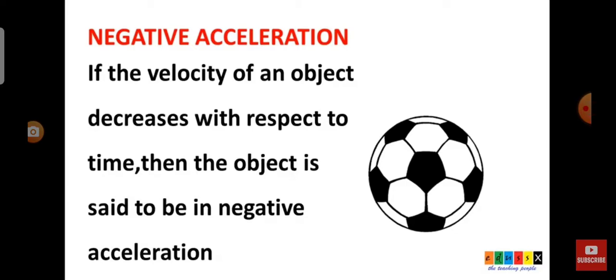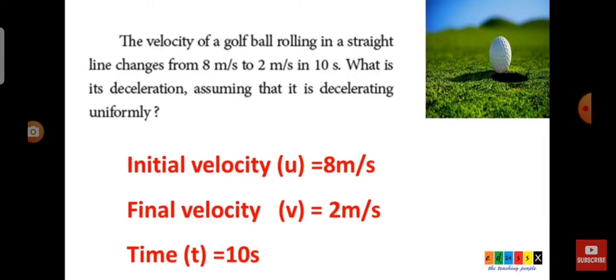So next one is the negative acceleration. If the velocity of an object decreases with respect to time, then the object is said to be in negative acceleration. For example, the velocity of a golf ball rolling in a straight line changes from 8 meters per second to 2 meters per second in 10 seconds. What is its deceleration, assuming that it is decelerating uniformly?